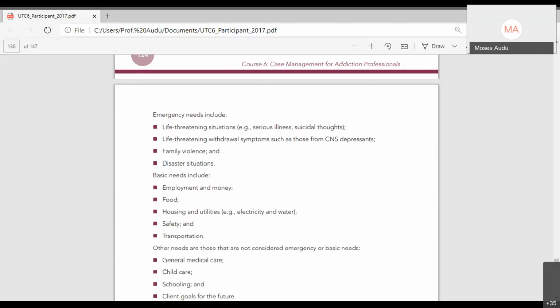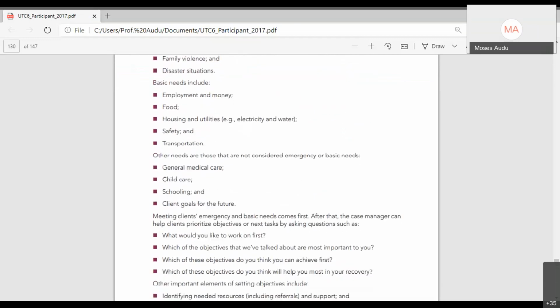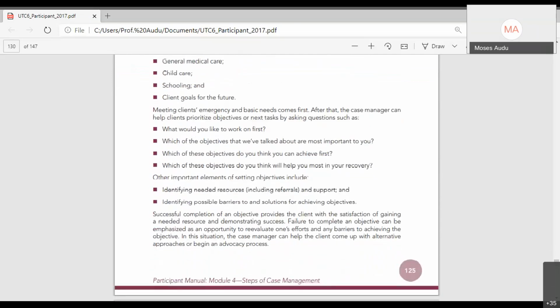And family violence, disaster situations, especially for those of us who live in this part of the world, you need to look into all this. And then employment and money, food, housing, and utilities, e.g., electricity and water, if at all they have the luxury of having them, and then safety and transportation. Then you look at general medical care, childcare, schooling, and client goals for things that you have to do and prioritize.